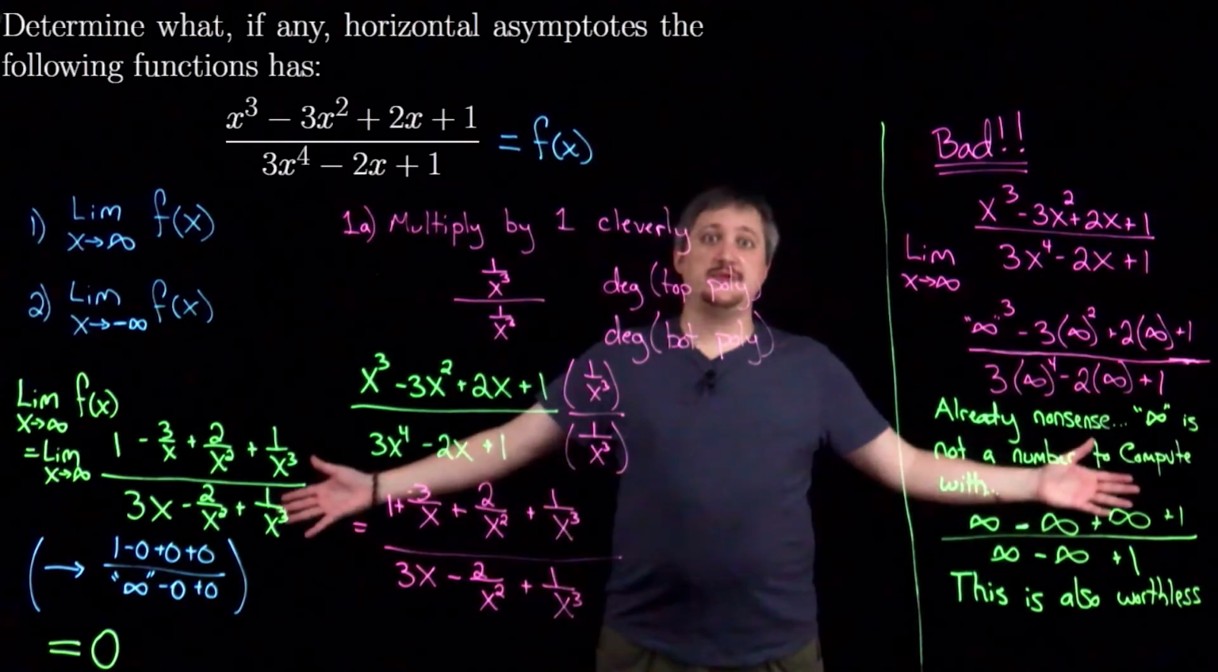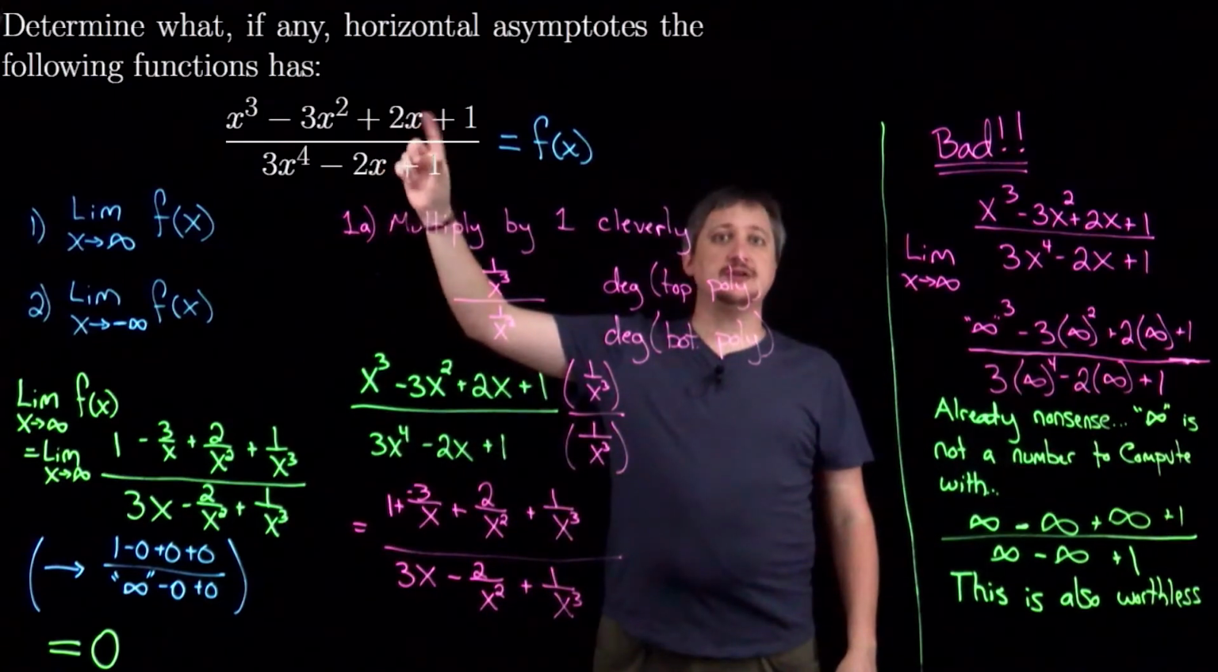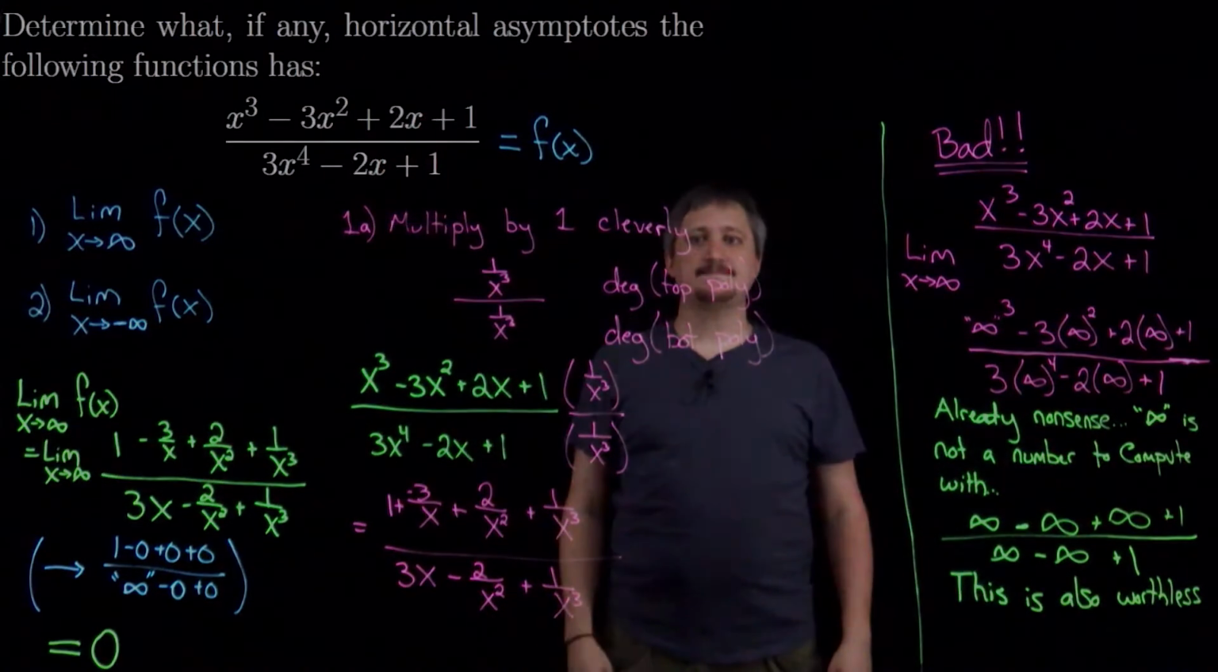All right, so that is that: horizontal asymptotes when we're looking at, in particular, a ratio of polynomials.